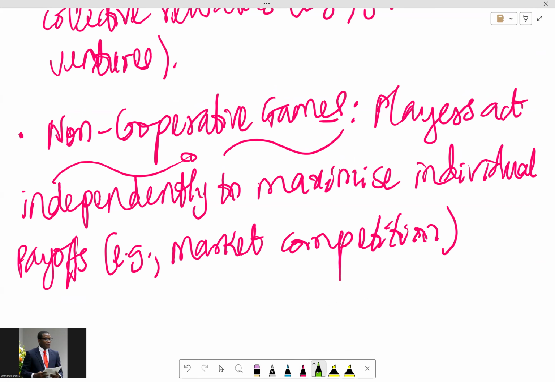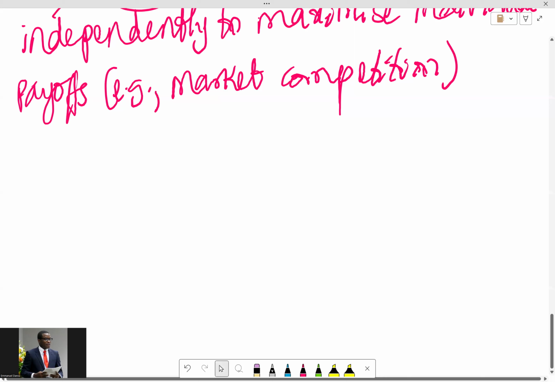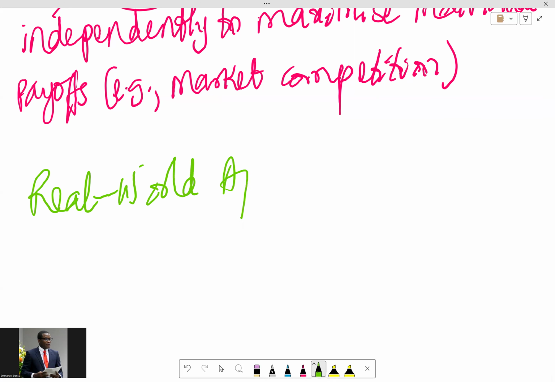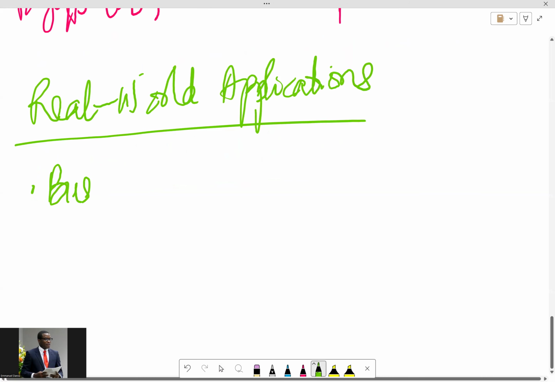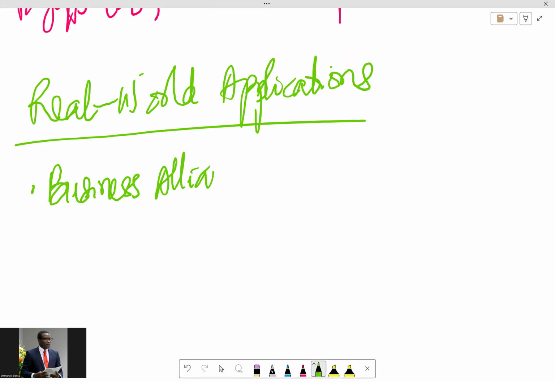All right, we can also see some real world applications of cooperative games. Of course, it goes without saying that business alliances are very good examples of that.